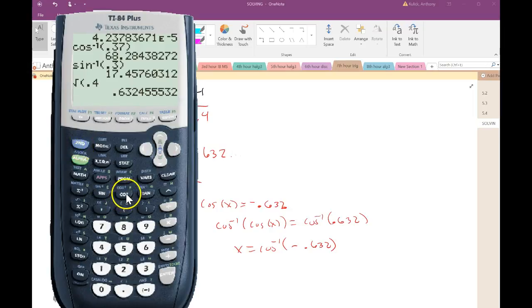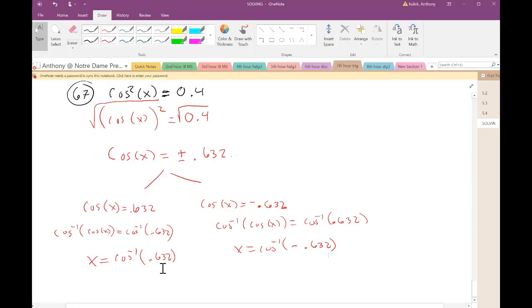So now we'll do cosine inverse of that value. So I got 50.8.